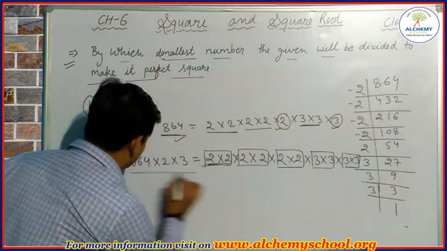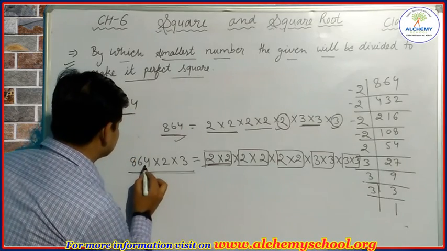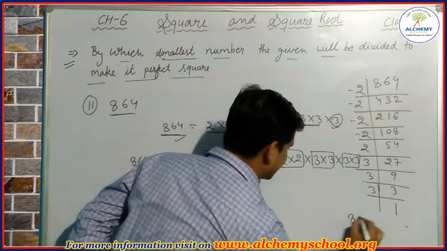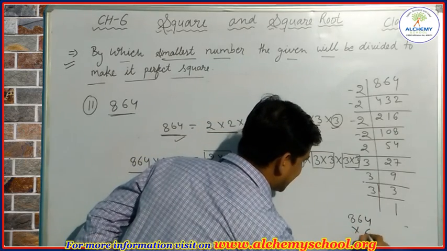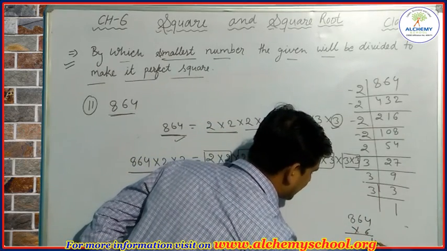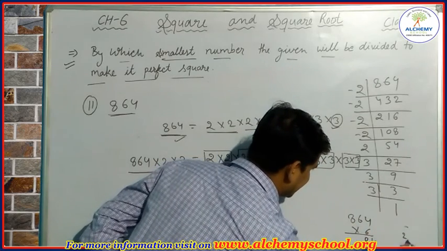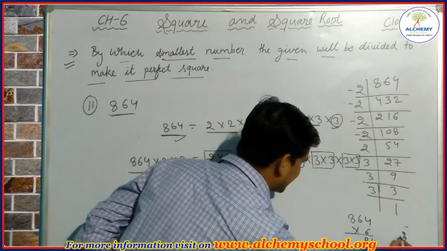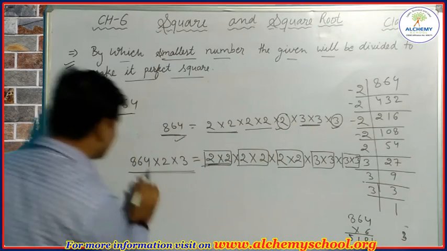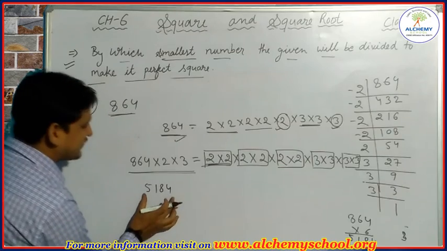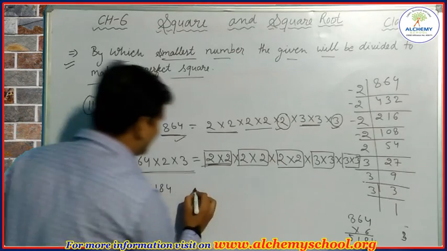Okay, so now we are going to multiply these numbers. 864 will be multiplied by 2 3s are 6. So we can see here 864, when we multiply it by 6, 6 4s are 24, 2 carry, 6 6s are 36 and 2 38, 3 carry, and 8 6s are 48 and 3 51. So when we multiply these numbers, we are getting 5184, and this 5184 will be the perfect square.